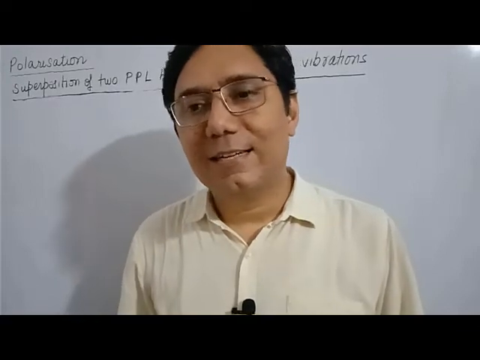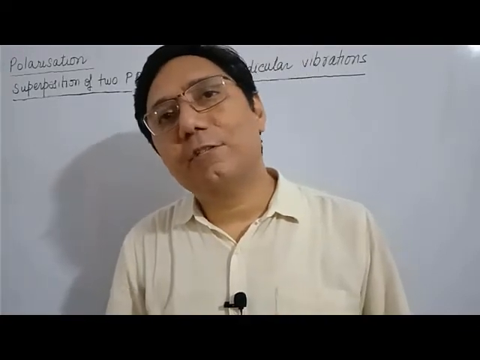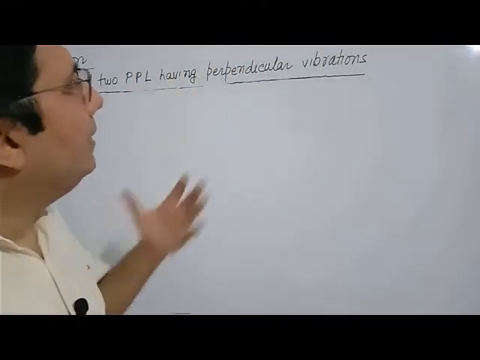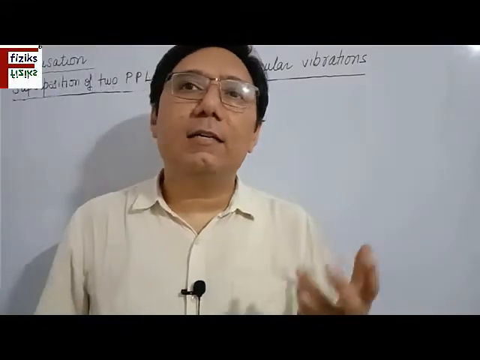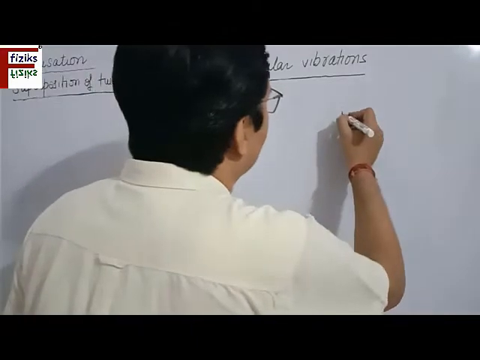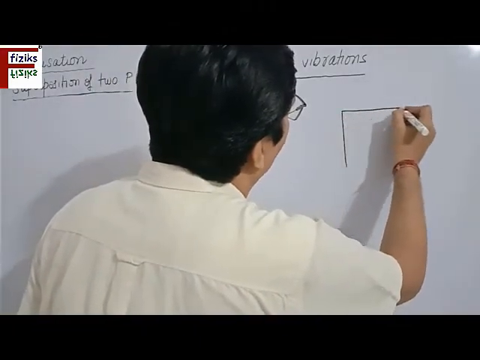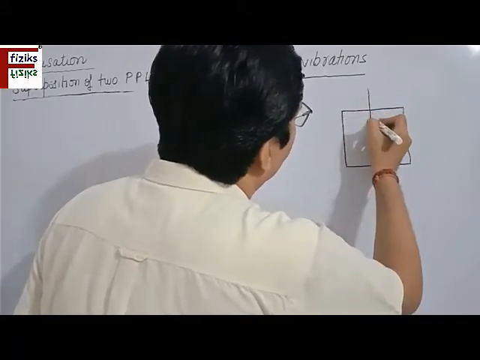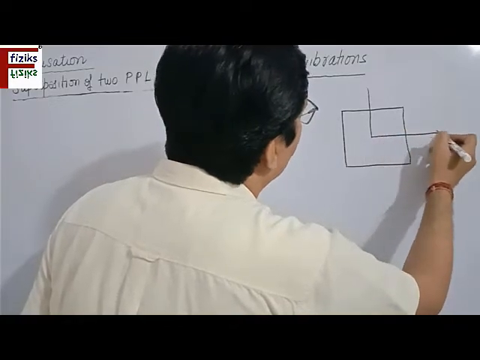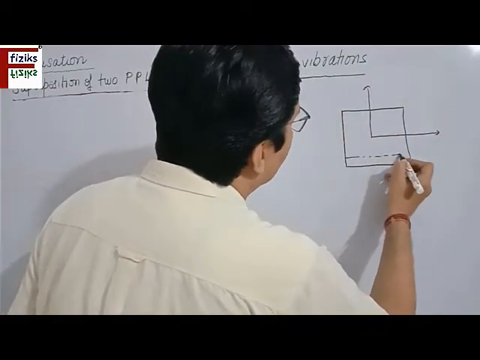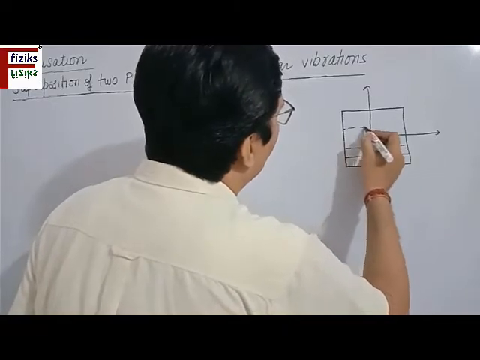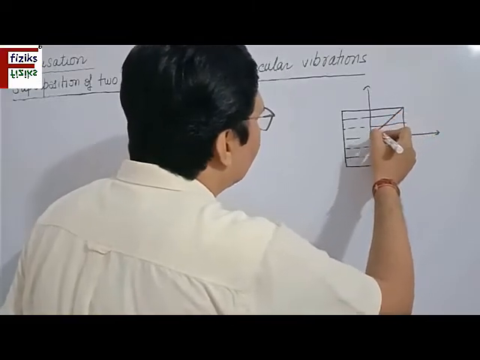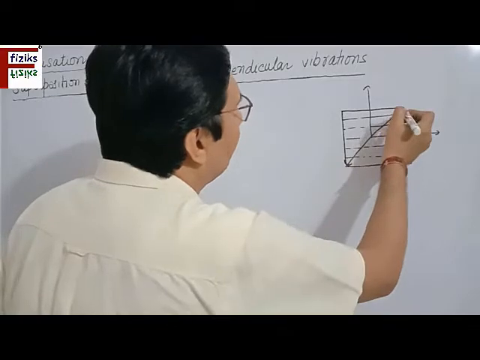Good morning, students. In the last lecture, I was discussing with you how the superposition of two plane polarized light having perpendicular vibrations takes place. Here we have considered a double refracting crystal having optic axis parallel to its face. So this is the face of the doubly refracting crystal and the optic axis is parallel to this face, and a plane polarized light is incident on this.